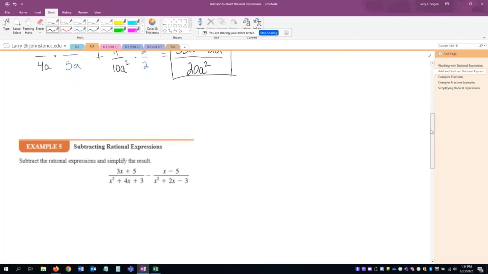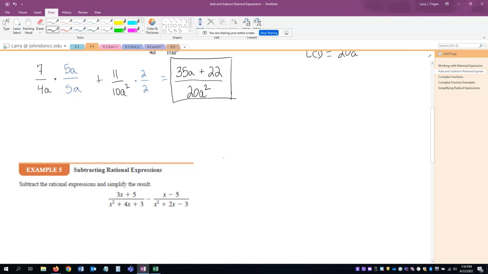How about example 5? Okay, example 5 has quite a bit more work, but I think we're going to be okay. So subtract the rational expressions and simplify the result. So what do I have going on here? First, I want to see if I have any division that I can do. I've got 2 rational expressions here. They're subtracted. 3x plus 5 over x squared plus 4x plus 3 minus x minus 5 over x squared plus 2x minus 3.